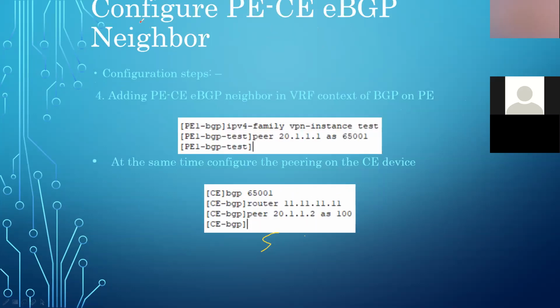And after that, we will configure the PE-CE BGP. EBGP is between the customer edge and the provider edge. That means it is on the VPN instance address family, because it belongs to this VPN. This is how we include it in the VRF instance of the BGP.